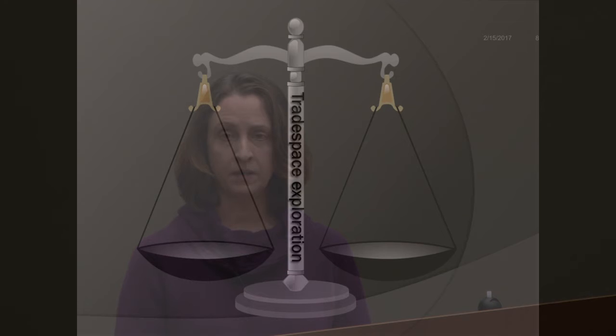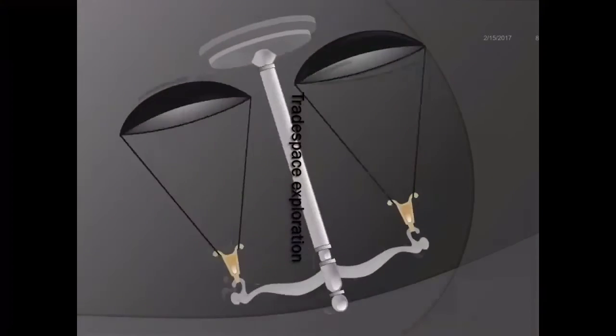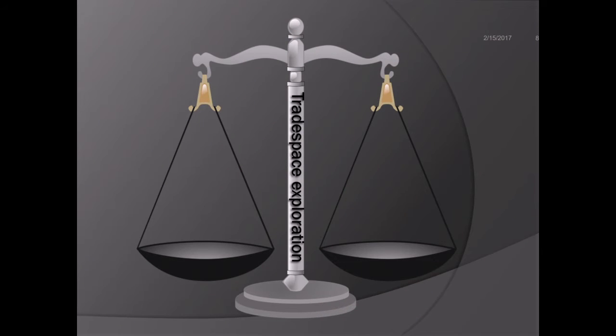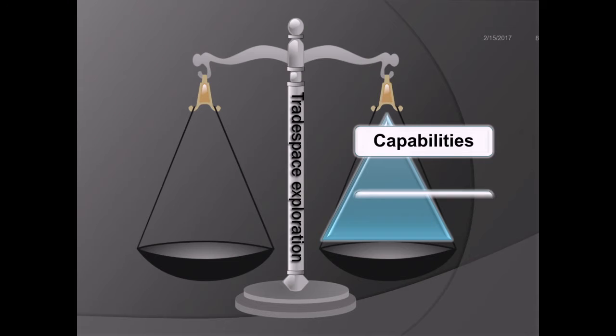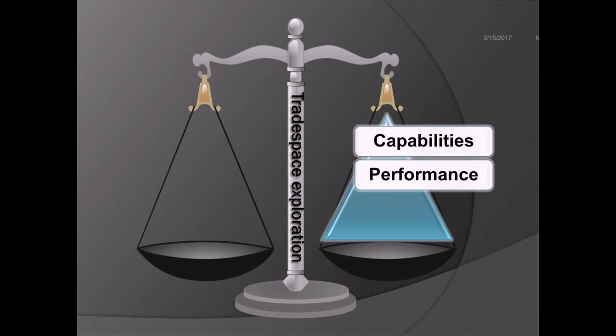So here's another way of looking at trade space exploration. It's really a balancing act. So if we have a scale that's trade space exploration, on the one side, we're going to be looking at what we get out of it. So these items on the right-hand side can be categorized into 3 different categories. We can look at capabilities of the system, we can look at performance measures of the system, and we can look at effectiveness measures of the system. Now that forms one side of the scale.